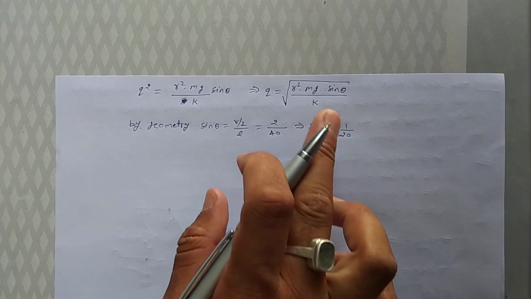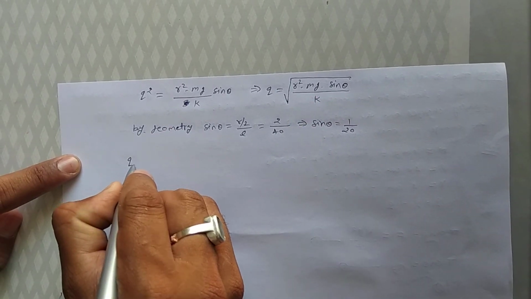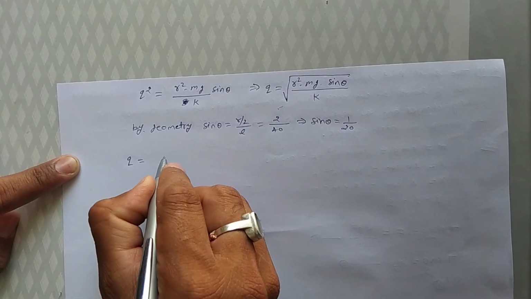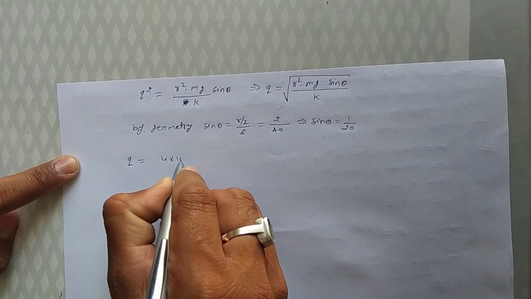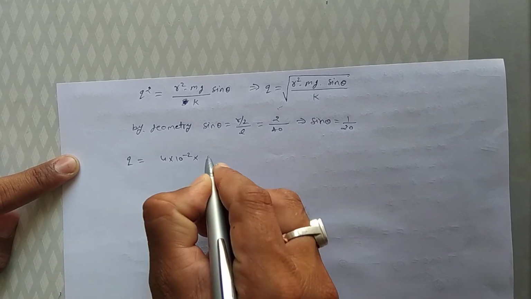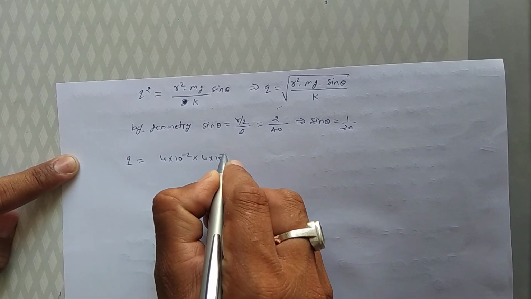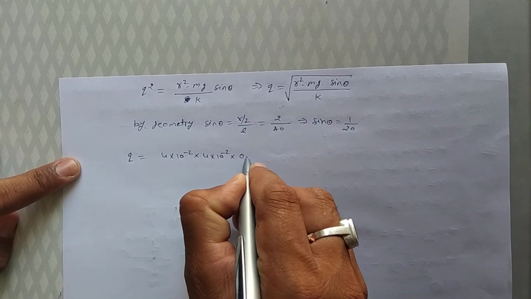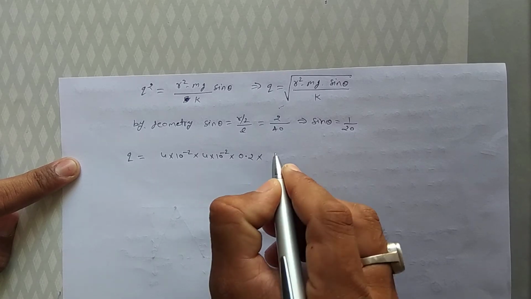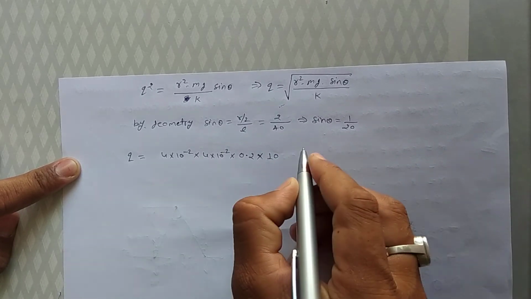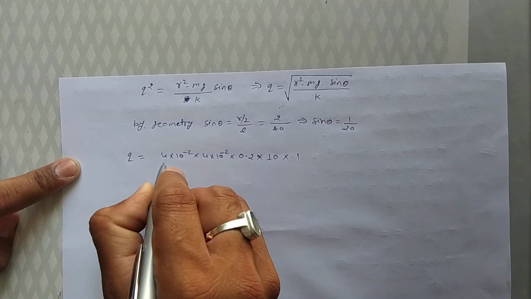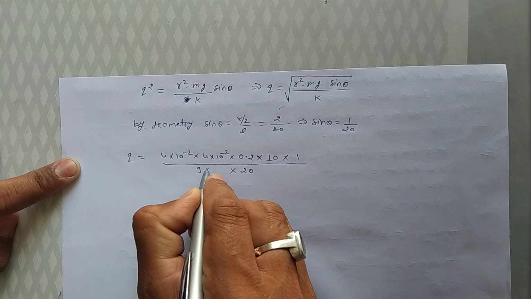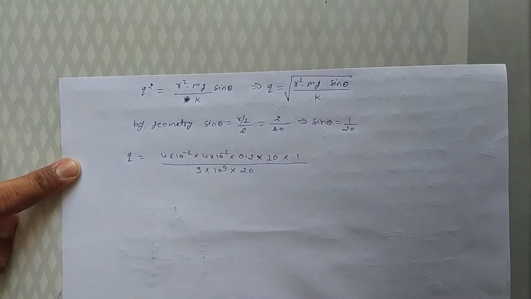All values put in this formula, then Q is equal to R in meters, means (4 into 10 to power minus 2) square. So we can write 4 into 10 to power minus 2. M, the mass of a sphere, is 0.2 kg, g is 10 in round figure, and sin theta is 1 upon 20. Divided by k. The value of K is 9 into 10 to power 9.